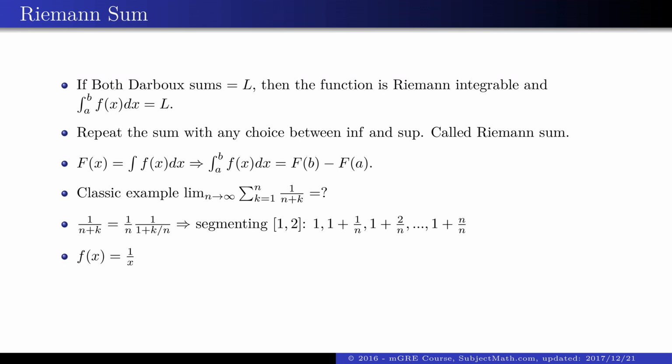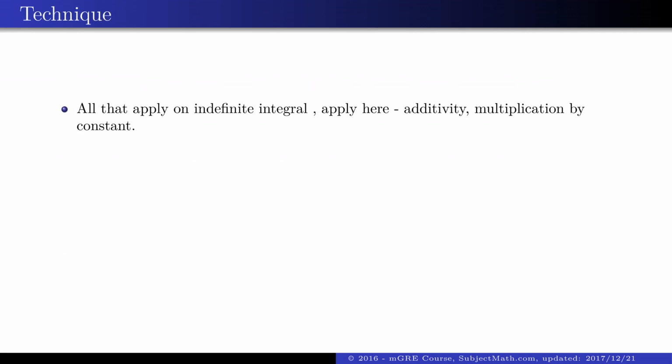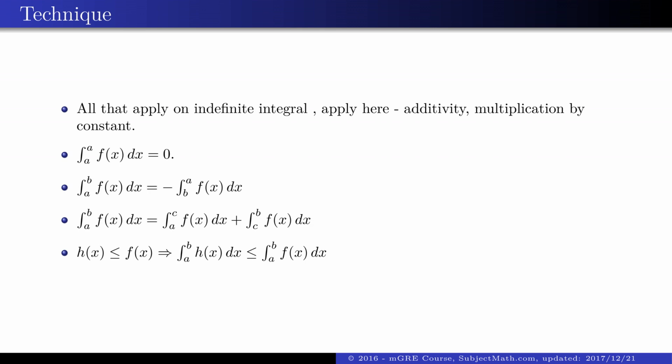In this case, we get that the height is 1 over the rightmost point of each small segment. So the sum represents the integral of 1 over x on the interval 1, 2. And the answer follows. I won't be dwelling on this example since the GRE will most probably have at most one question like this. So, thanks to the Riemann sum, all the toolbox from the last lesson is applicable here. Also, note the following basic formulae, which should be familiar.